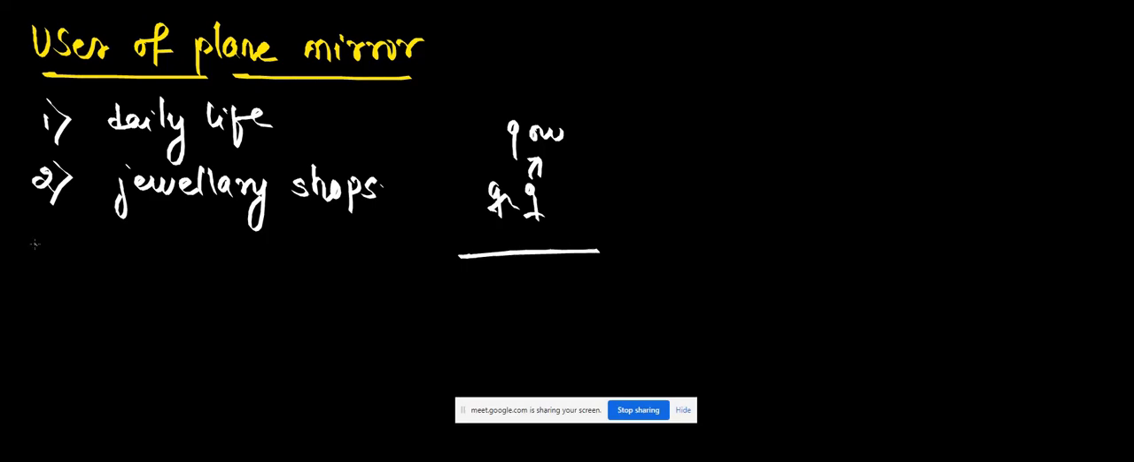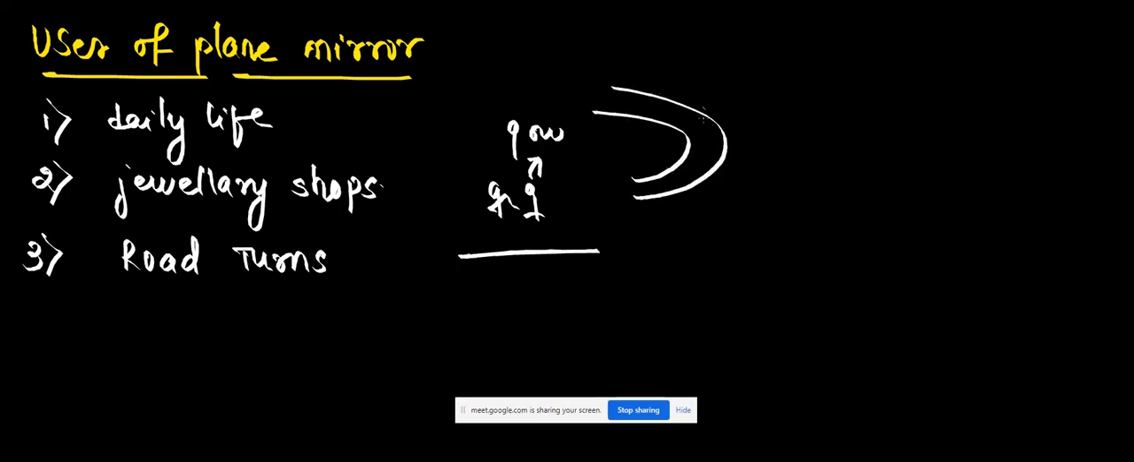This is to prevent theft and things like that. Road turns also, what do they do? Steep roads will be there. If there is a curve, what do they do here? They keep a mirror.